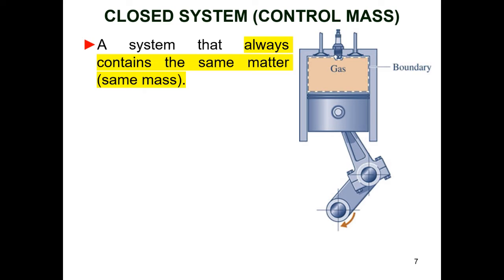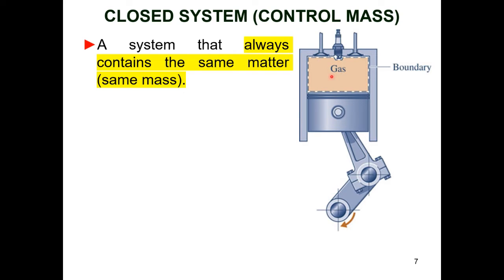So a system can also be considered as a closed or open system. What is a closed system? A closed system means it's a control mass. So the mass inside we are controlling. We have a surrounding outside, and we have a system. The system is the brown color. We have a gas inside the piston. So we have a boundary.